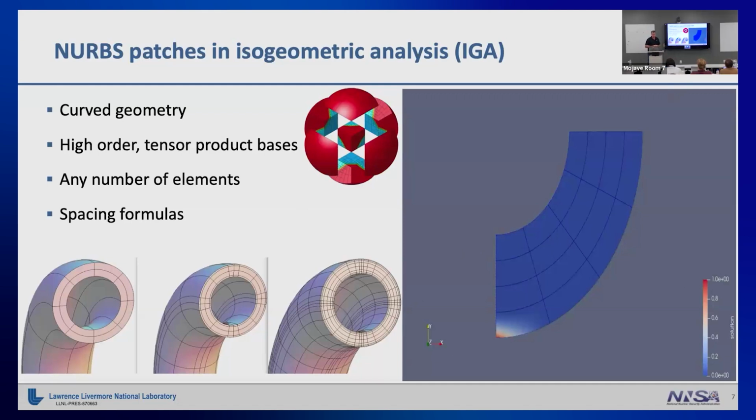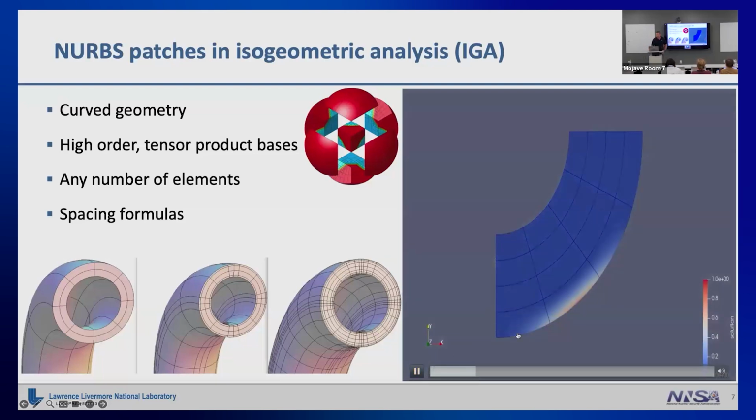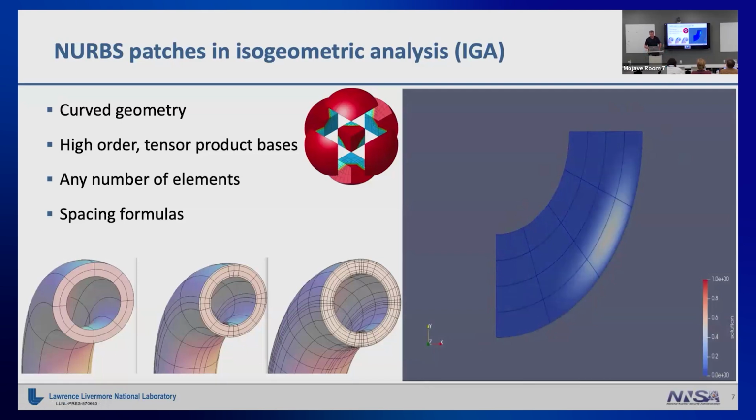You can have any number of elements within a patch, and they can have different kinds of spacing formulas, like I've shown here in this pipe example. And this animation will show you what the basis functions look like associated with the vertices, the edges, and finally the interiors of the elements. You can see that they're smooth. They can span more than one element.